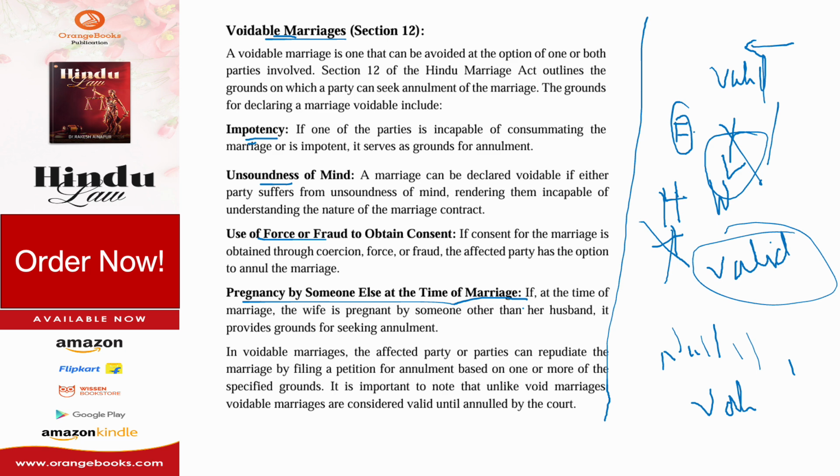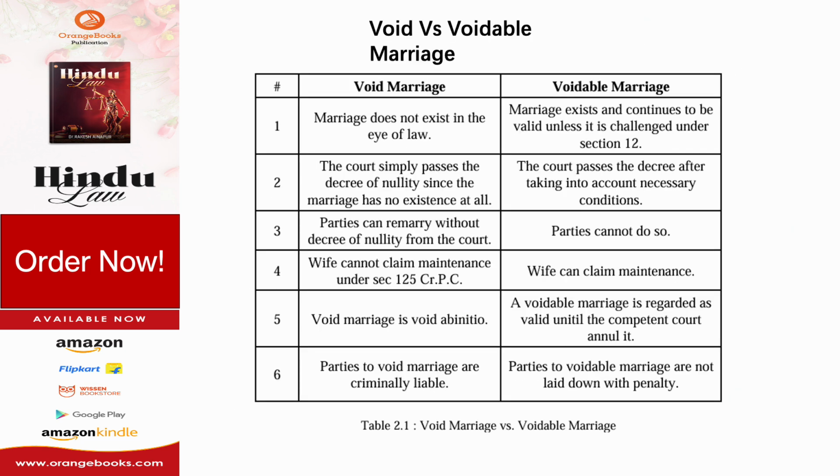But in the case of void marriages, it is completely void from the beginning, void ab initio. Let's see a quick difference between valid marriages, void marriages and voidable marriages. In the eyes of law, a void marriage does not exist at all. If the valid conditions are not fulfilled, the marriage does not exist in the eyes of law. In the case of a voidable marriage, the marriage exists.